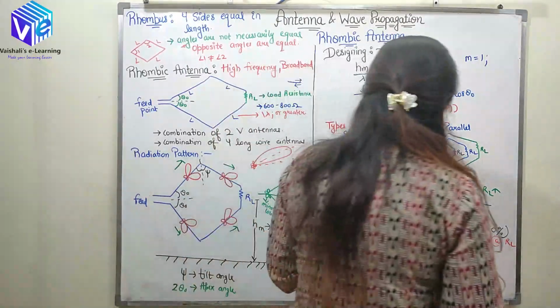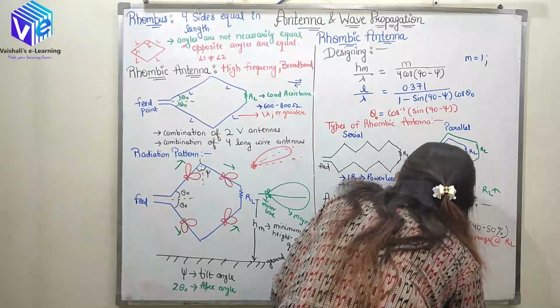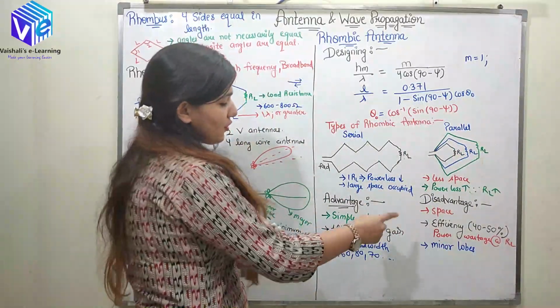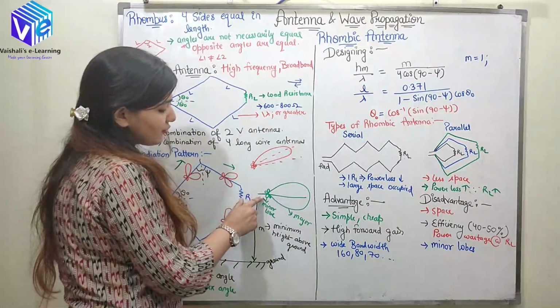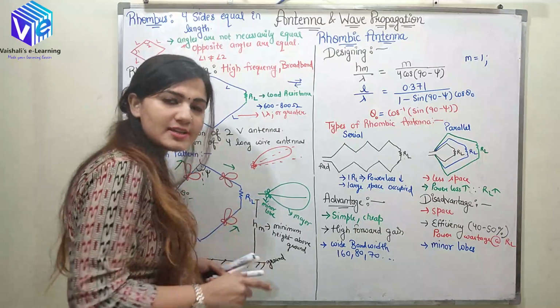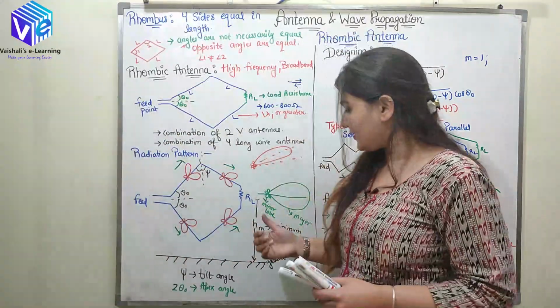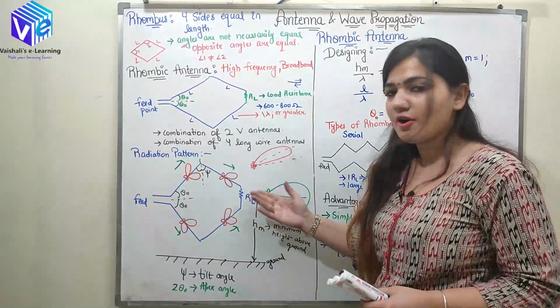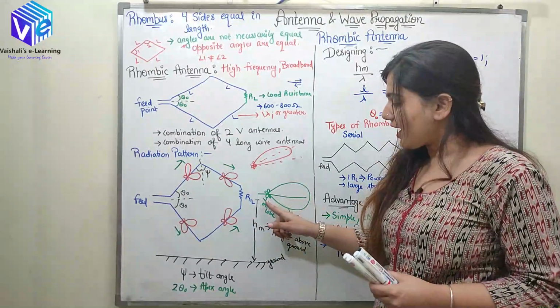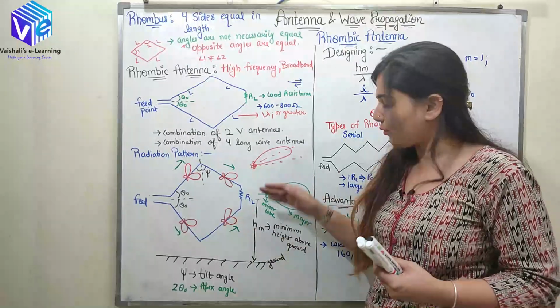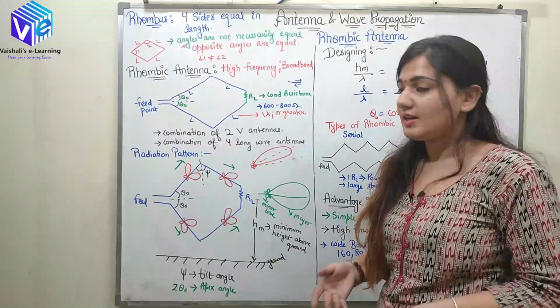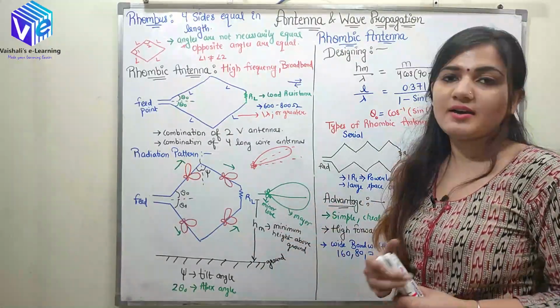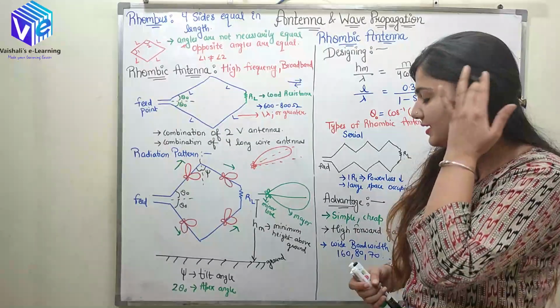Now the last disadvantage is the presence of minor lobes. Here I showed there are some minor lobes as well. The presence of minor lobes is decreasing the accuracy of this rhombic antenna. So I have some radiation in the backward or sideward direction as well. This is reducing the efficiency of my rhombic antenna.